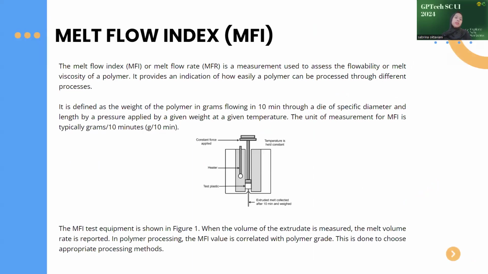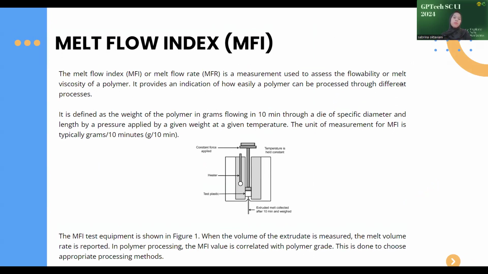And the next is melt flow index, or MFI. It is a measurement used to assess the flowability or melt viscosity of a polymer. It provides an indication of how easily a polymer can be processed through different processes, and it is defined as the weight of the polymer in grams flowing in 10 minutes through a die of specific diameter and length by pressure applied by a given weight at a given temperature.